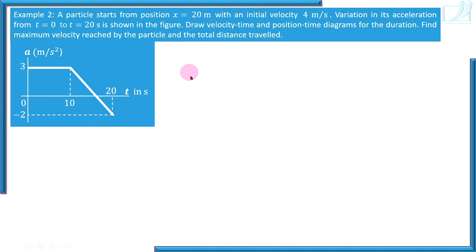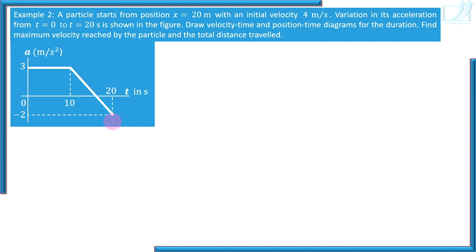We'll first focus on drawing the v-t and x-t diagrams. Now watch this diagram, the a-t diagram. What you should understand from this diagram, listen. From t equal to 0 to t equal to 10, it is uniform acceleration motion because acceleration is constant and that is 3 meters per second square. From t equal to 10 to t equal to 20 seconds, it is variable acceleration motion.